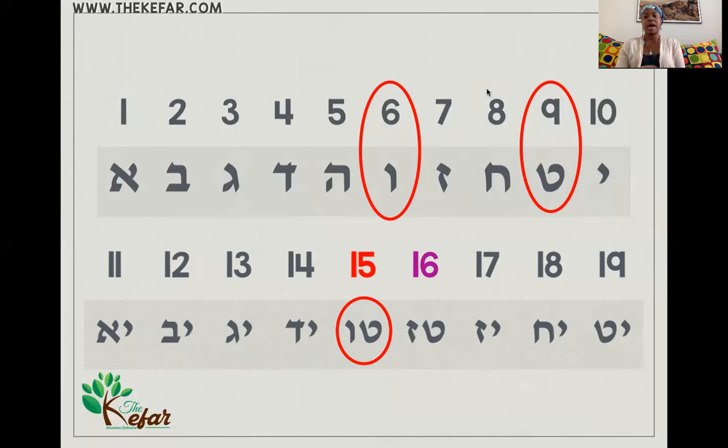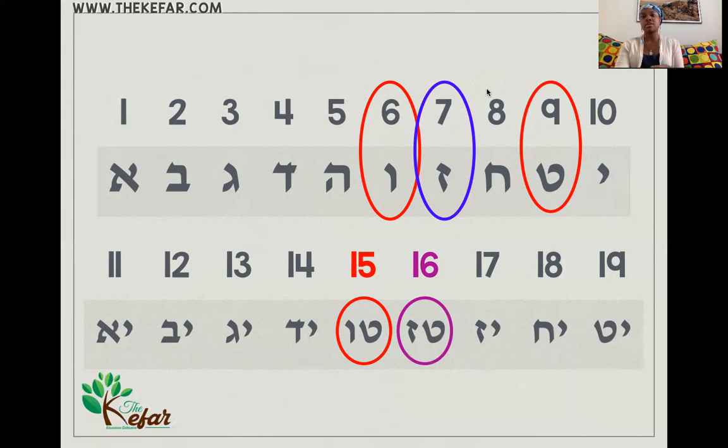And then that break in the pattern also continues with 16. We have Tet Zayin. So Tet Vav is 15. Tet Zayin is 16. Again, that's the 9 plus 7, which is the value of Zayin, and that gives us 16. After 15 and 16, then we go back to the regular pattern of 10 plus.